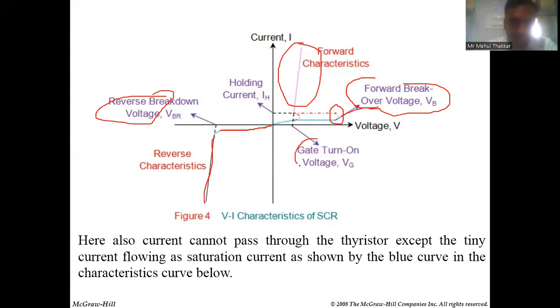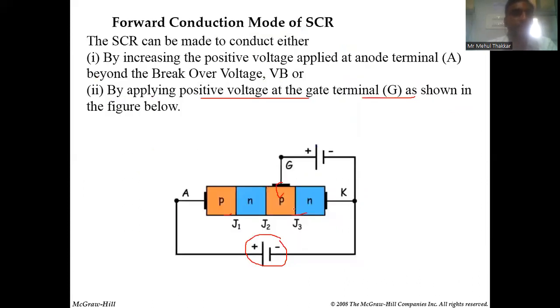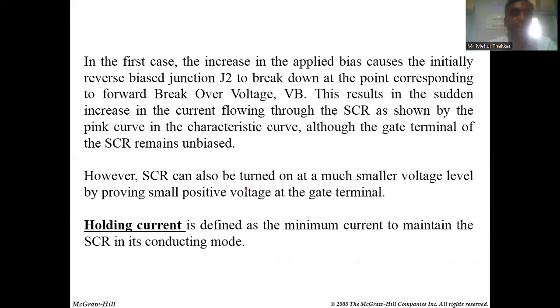You can see this is the gate turn-on voltage, the voltage we need to apply to the gate terminal to make junction J2 forward biased. If you apply that much voltage onto the gate, it will be forward biased, and you will have this kind of almost linear VI characteristic. Whenever you increase the voltage, the current will increase. So that is the way by which we apply the gate voltage and start conducting current through the SCR.